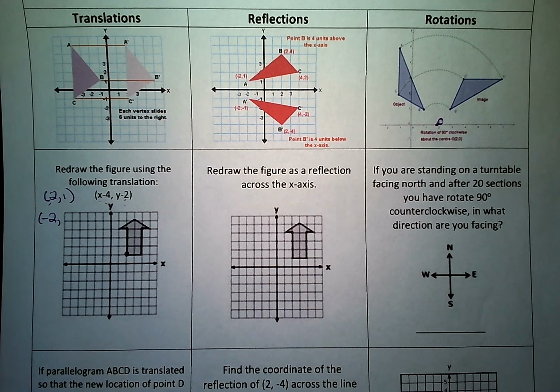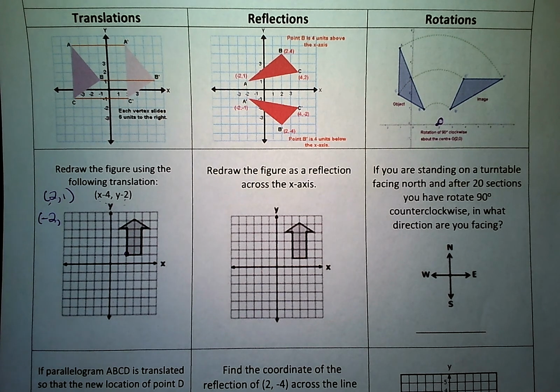Hello students! In this video we're going to look at the 3 types of transformations tested by the SOL. This is part of SOL G3, Coordinate Geometry. The 3 types of transformations are translations, reflections, and rotations.